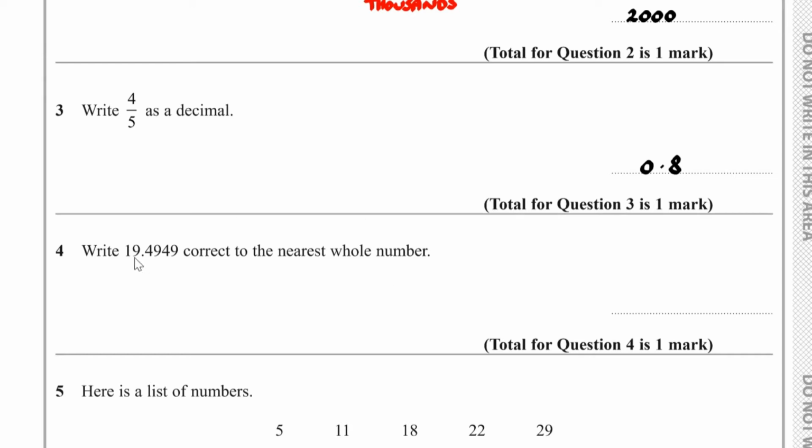Question number 4, we have to write 19.4949 correct to the nearest whole number. Well, here is a number 19, the number 20, and our halfway point 19.5. Our number 19.4949 is less than the 19.5, so we would have to round down to the 19. So 19.4949 correct to the nearest whole number is 19.